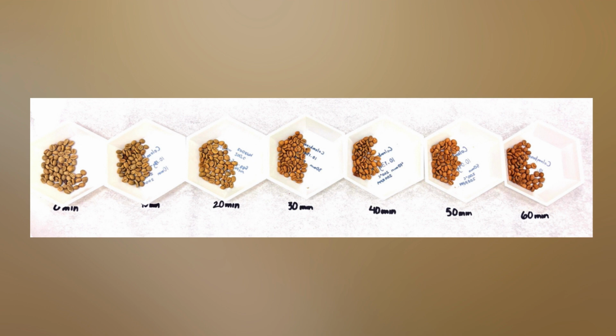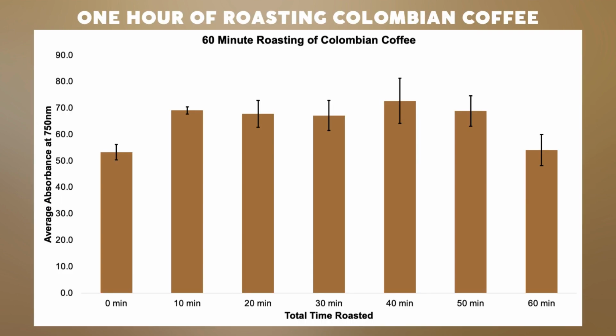This image shows lab-treated coffee beans, which were in a process to somewhat imitate roasting. As you can see, the longer they roasted, the darker the coffee bean got. This is the result of the lab-treated coffee.